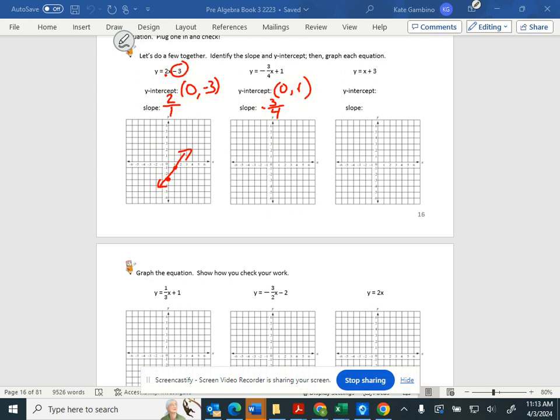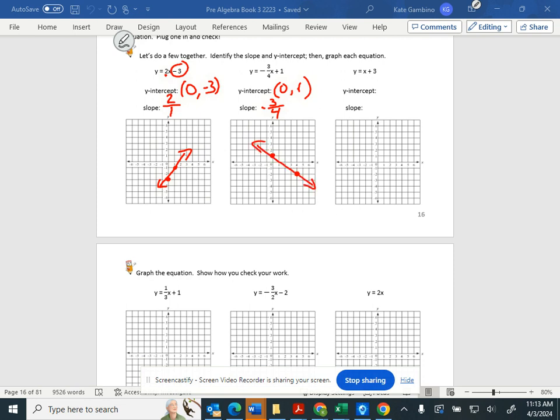So now I need to graph it. I'm going to graph my y-intercept. I'm going to go to 0, 1. And now I need to do -3 over 4. What does the negative tell me I have to do, Owen? Go down. So I'm going to go down 1, 2, 3, and to the right 1, 2, 3, 4. And then I connect it with my line.